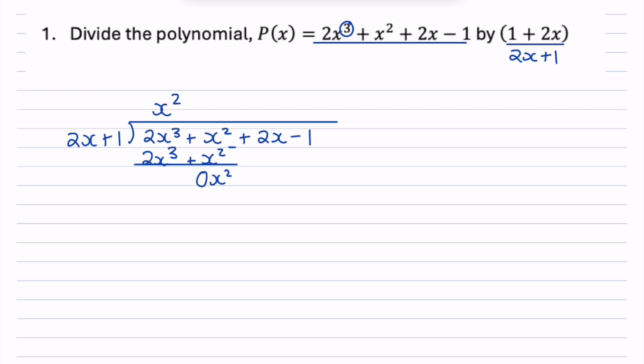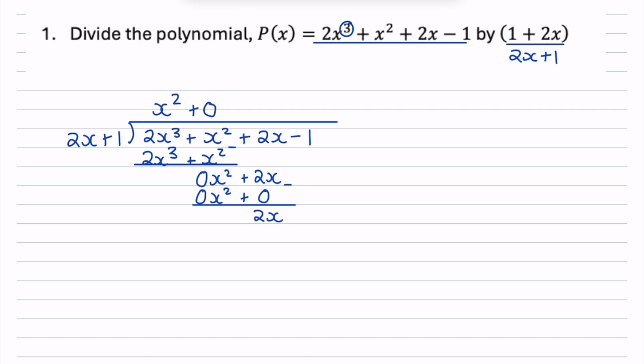Then I'm going to bring down the next term in my polynomial, which is 2x, and I'm going to repeat this process again. So 0x squared divided by 2x is going to be 0. Then I need to multiply this by both of these terms here. So 0 times 2x is 0x squared, and 0 times 1 is 0. Then I subtract them, so 2x minus 0 leaves me with 2x.